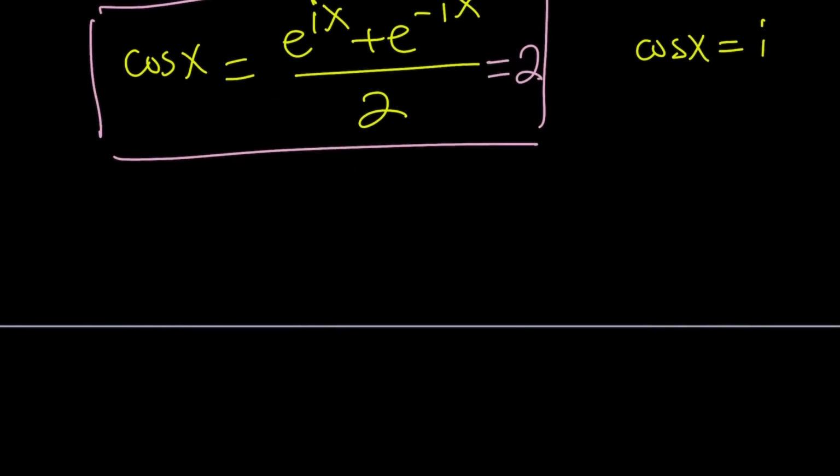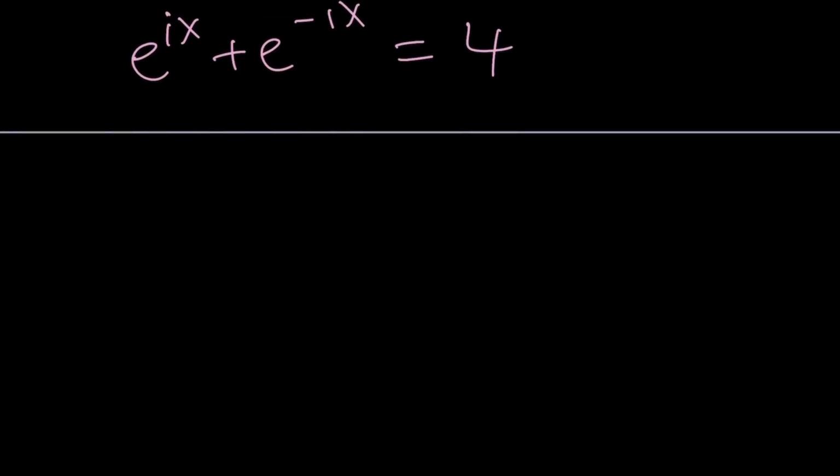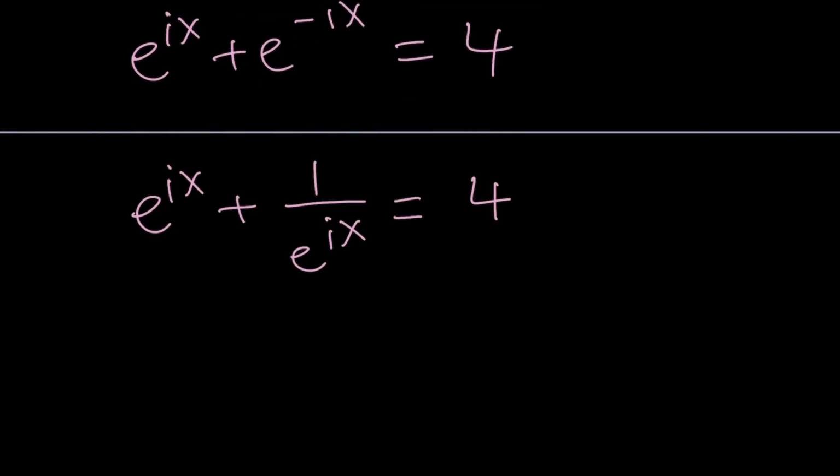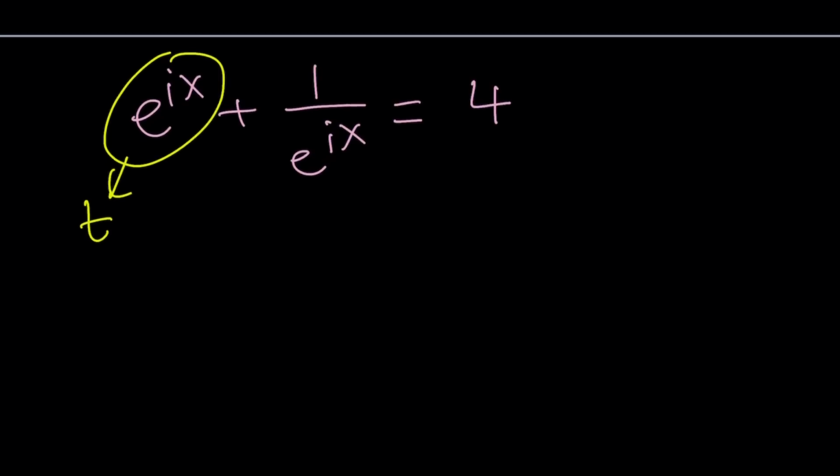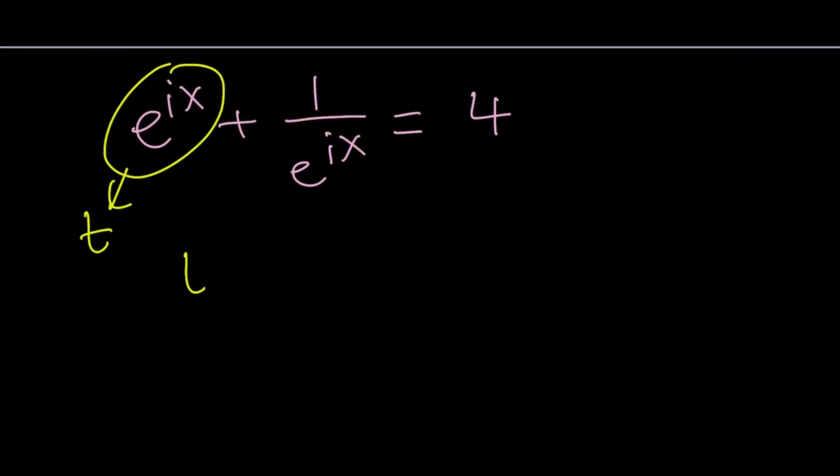And then we're going to cross multiply: e to the ix plus e to the negative ix equals 4. Awesome. Let's go ahead and write the e to the power negative ix as 1 over e to the power ix using the rules of negative exponents. And then this calls for substitution. Yay. Let's go ahead and call this t. How about that? Te con leche. Okay. So we have t plus 1 over t equals 4.